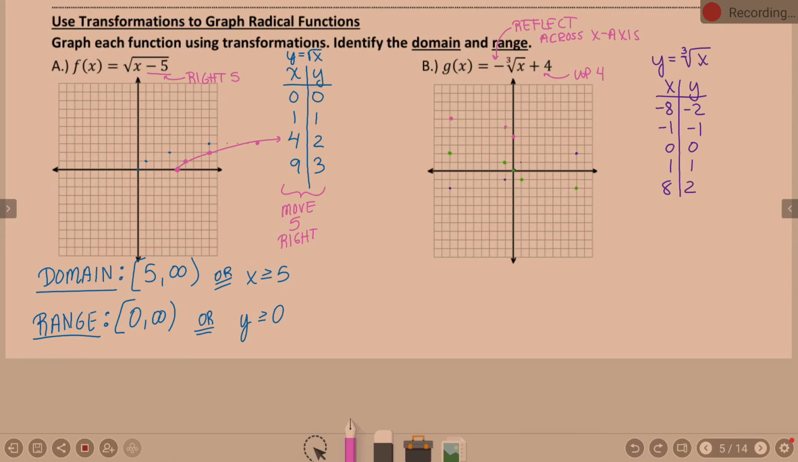Yeah, okay. So it's going to be up 4 from the 2 we were at, so it puts us at 6. This one would be at -1, 5 when we moved it up. 0, 0 just moves up to 0, 4. We're going to have a dot at 1, 3. And a dot at 8, 2.